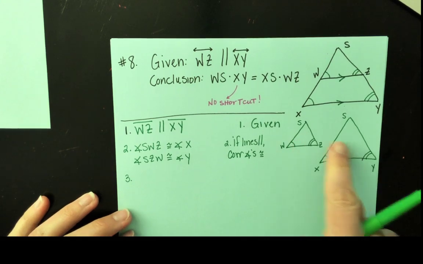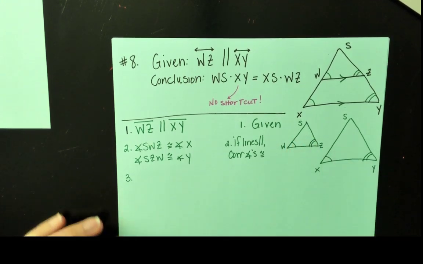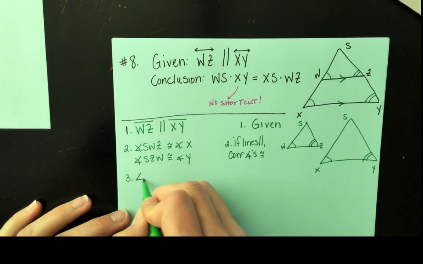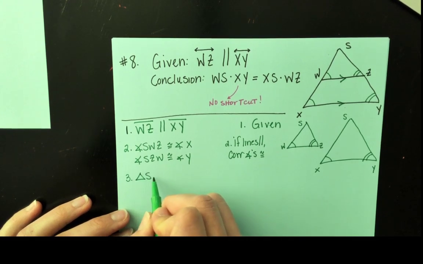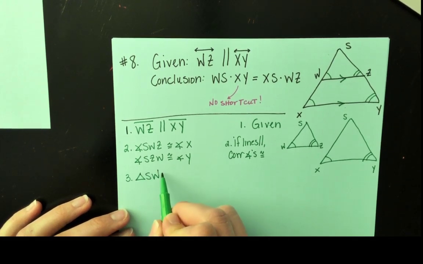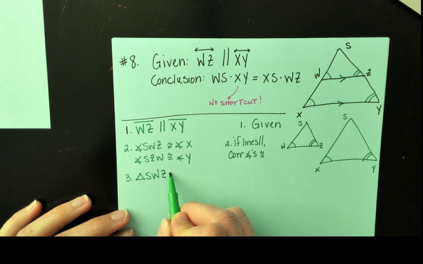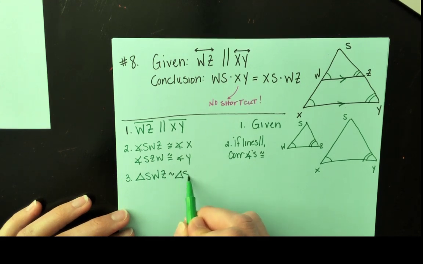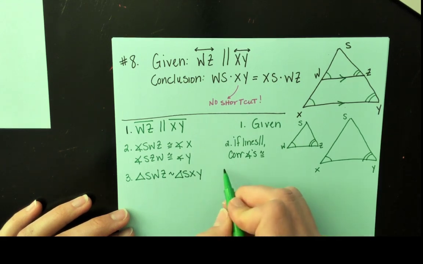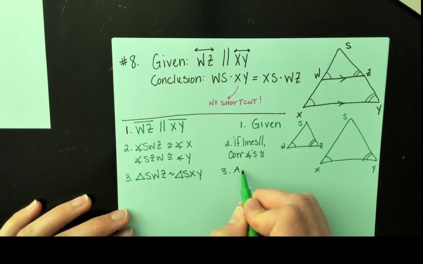Now I know that these two triangles are similar by angle, angle. So triangle SWZ is similar to triangle SXY, again using the same pattern, by angle, angle.